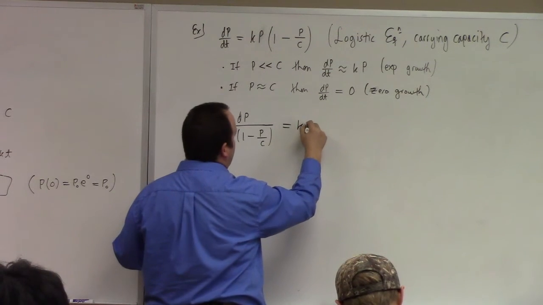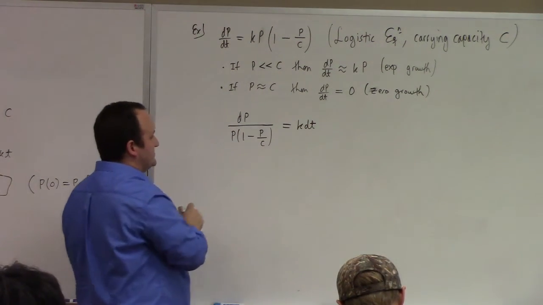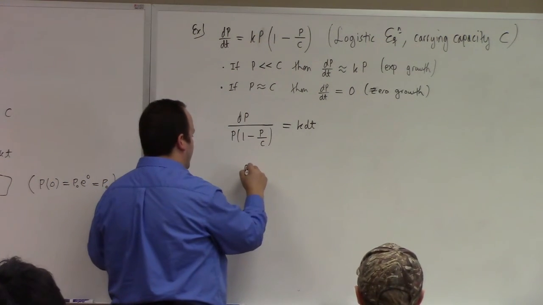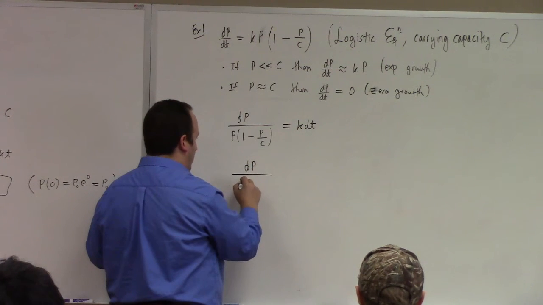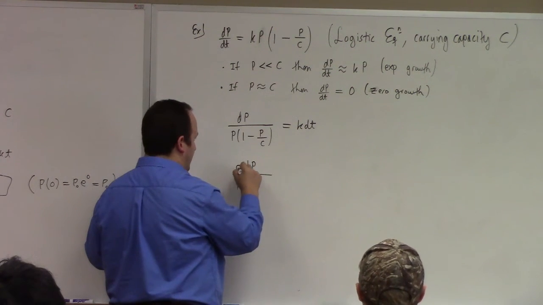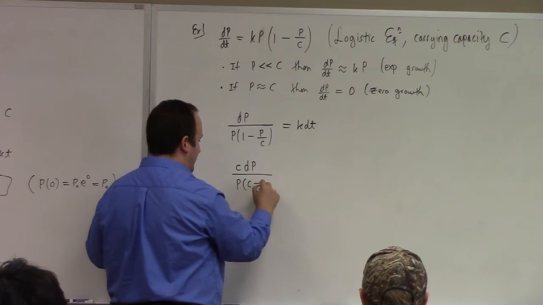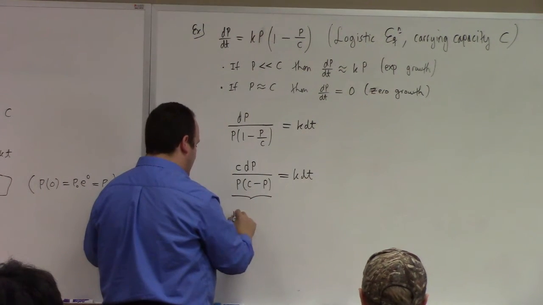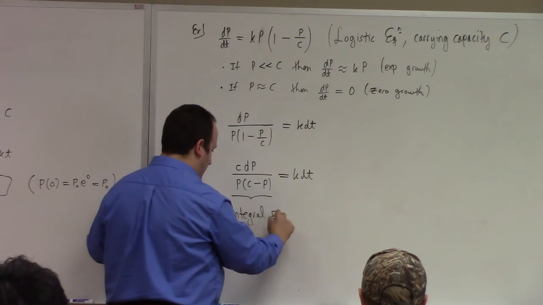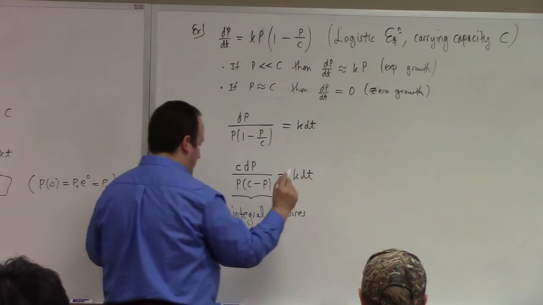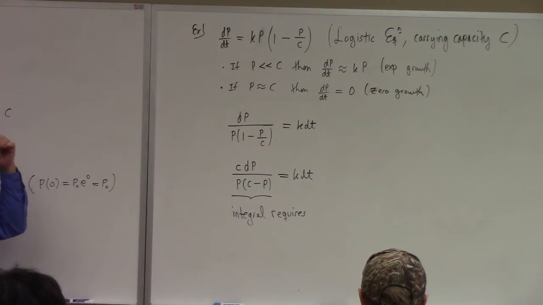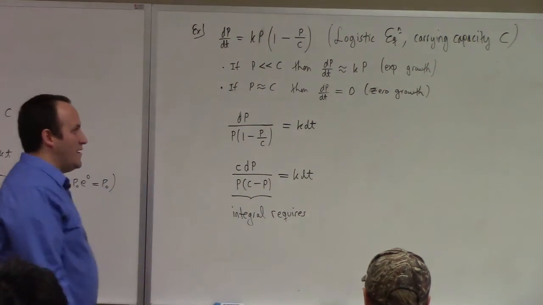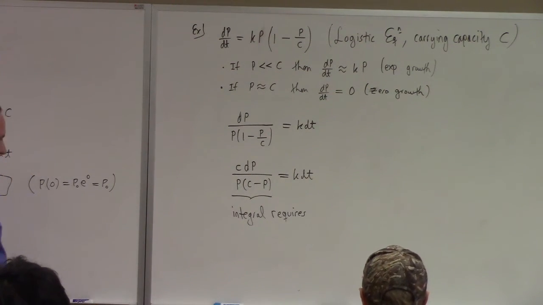But look at this beast. Do you see what that is? Let me repackage it just a little bit for you. This is dP over, well, it's C over P times (C minus P). To do this integral, what do you need to do? What technique? No. Oh, fine, I'll do it.